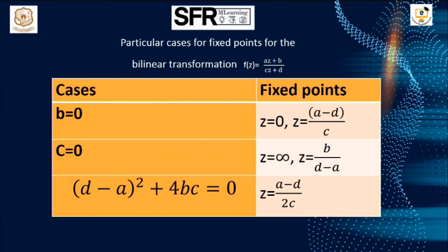Next we discuss some particular cases for fixed points. For the bilinear transformation f of z equal to az plus b divided by cz plus d, if b is equal to 0, the fixed points are z equal to 0 and z equal to (a minus d) divided by c. If c is equal to 0, the fixed points are z equal to infinity and z equal to b by (d minus a). For the special case (d minus a) whole square plus 4bc equal to 0, the fixed point is (a minus d) divided by 2c.